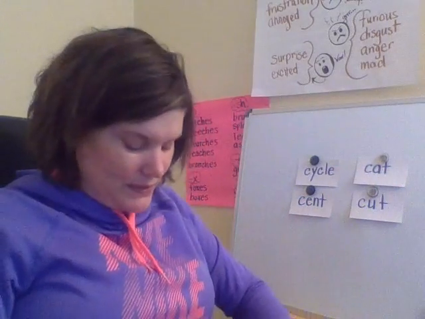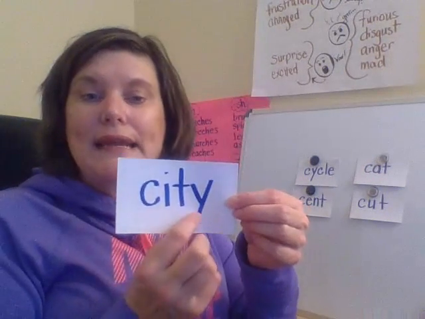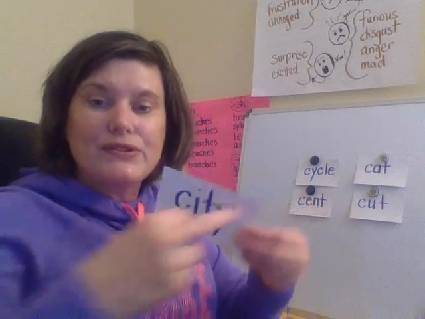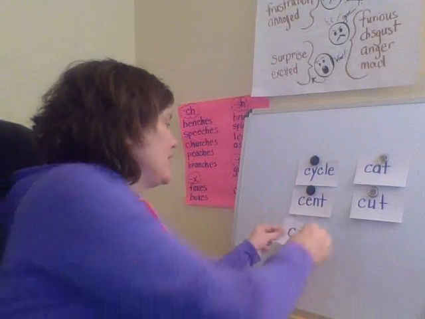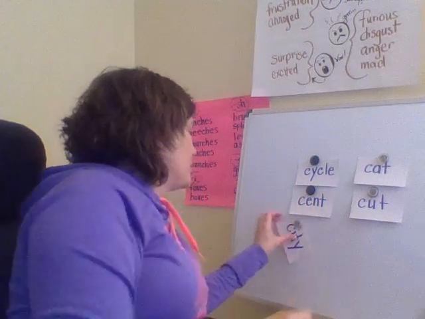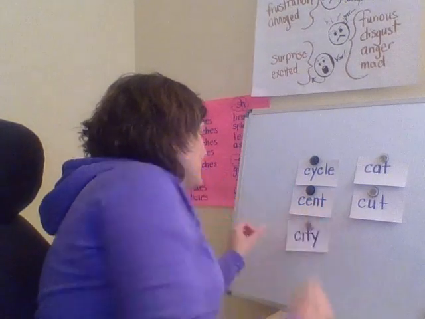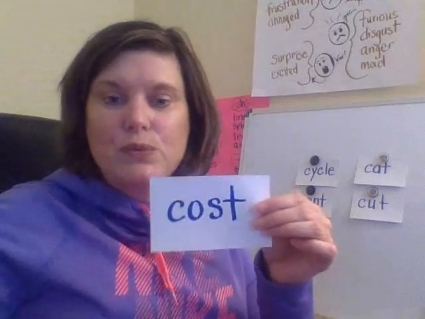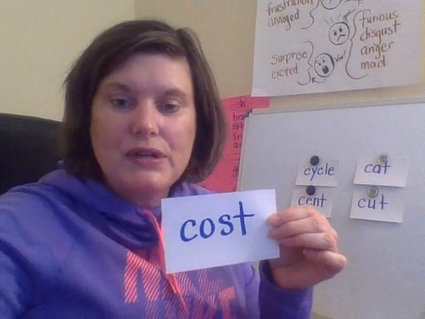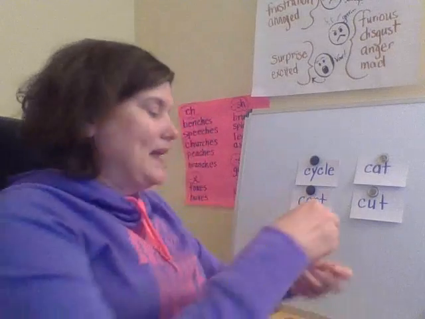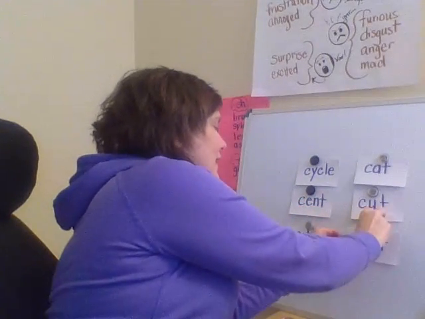And I have another one, city. I hear this sound like cycle and scent, so I'll sort it on this side. And then the last one, cost. This says K at the beginning, so we'll put it over here.